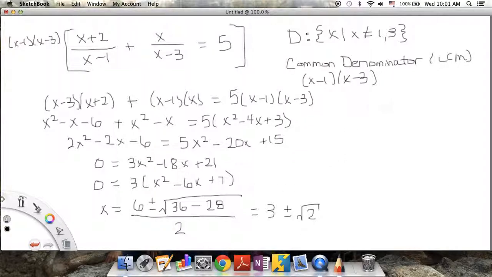So we check those and we say, well, are they 1 or 3? No, they're not. Well, then we're good. Those are our answers. Those are the two possible answers for this equation.